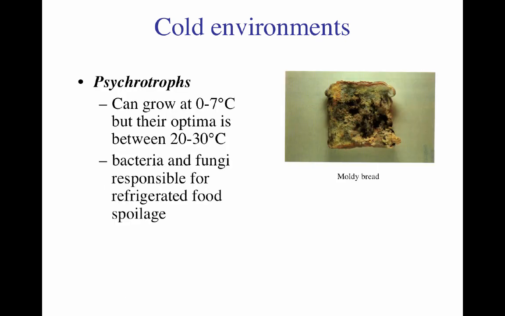On the other hand, we have psychrotrophs, which are microorganisms that can grow between 0 to 7 degrees, but their optimum is about 20 to 30. One example that all of us have encountered is mold, and the mold grows in the bread that we put in the fridge. So a lot of bacteria and fungi responsible for food spoilage fall within the psychrotrophs because they're going to be the ones growing in the experiments that we keep in our refrigerator.